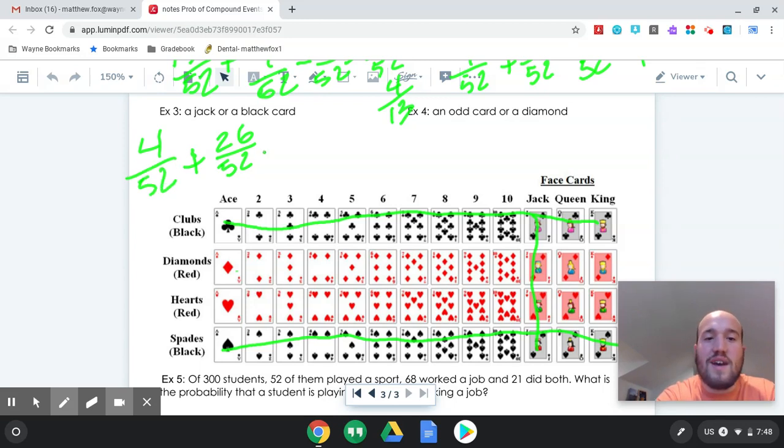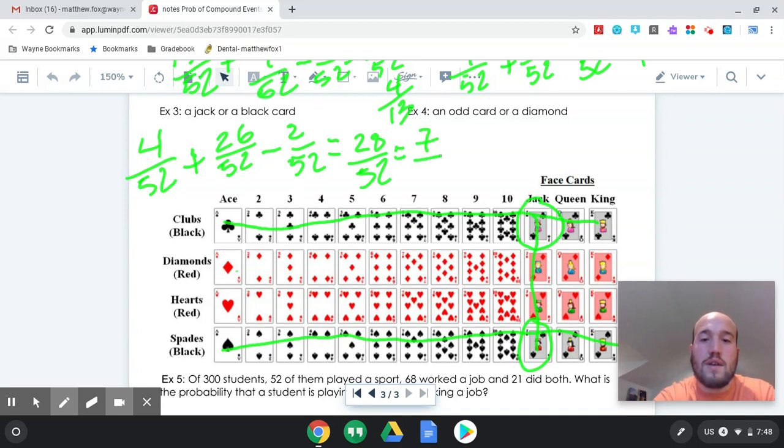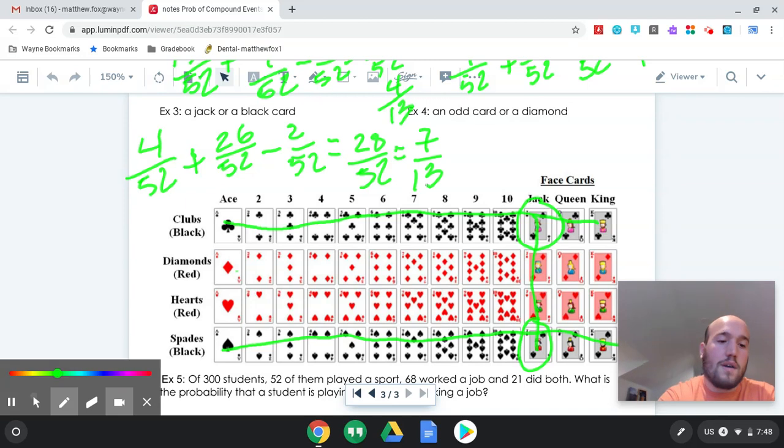We add those two together. We have to subtract. Right here, there's the jack of clubs and the jack of spades. That's 2 cards that fit both of them. So 2 over 52. So 4 plus 26 is 30. 30 minus 2 gives us 28 over 52. And at this point, 4 goes into that 7 times, goes into 52 13 times. All right. So we're just about done.